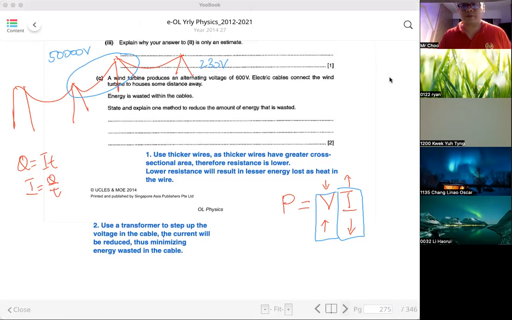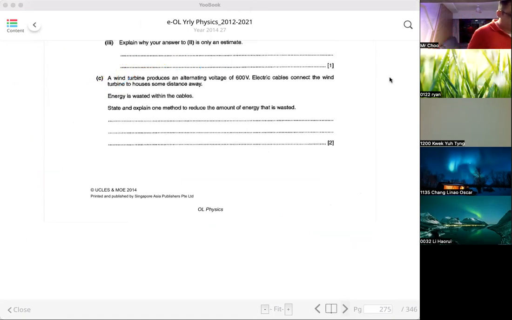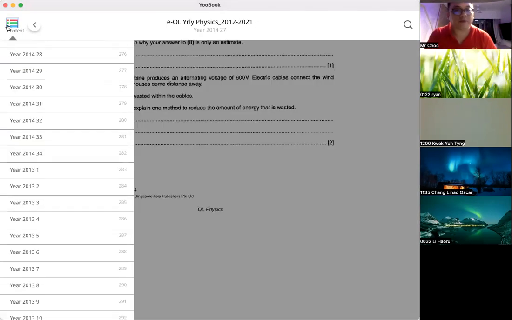Okay, next question. There are a lot of questions I want to go through today, but I only managed to go through about half. So that's not very good progress. But never mind, let's continue. Next week, I'll go through a new topic. But for this topic, do you realize that the questions are all similar? There's nothing much you can do about these questions.